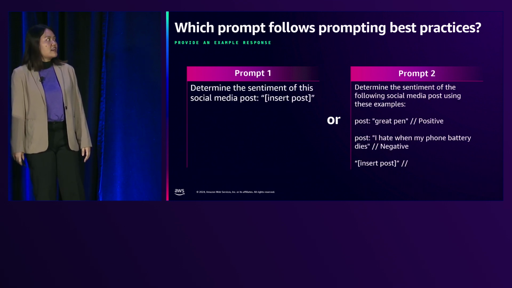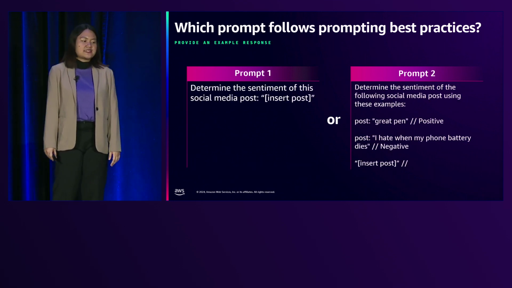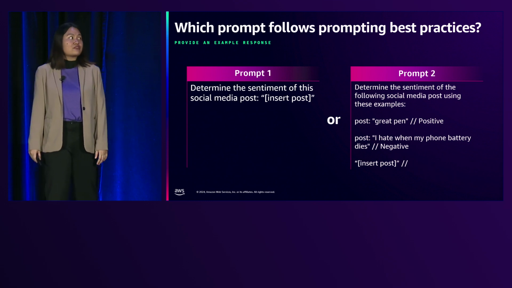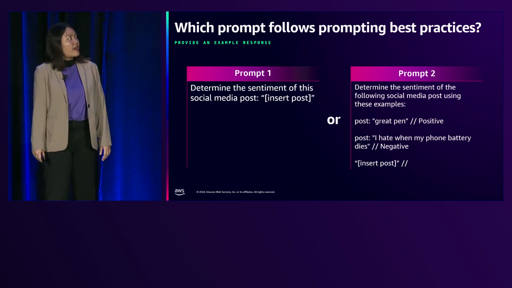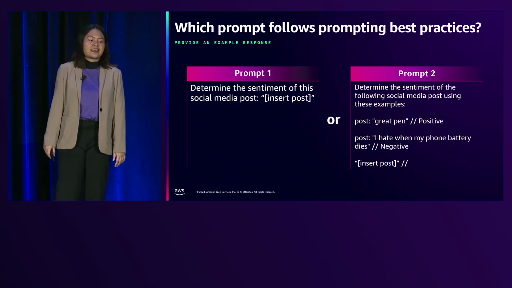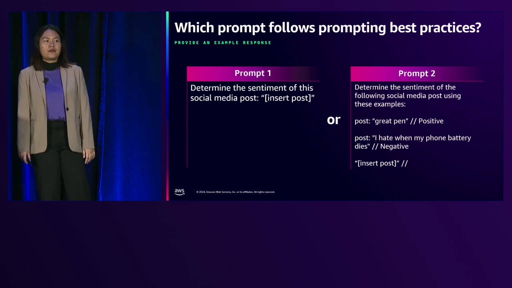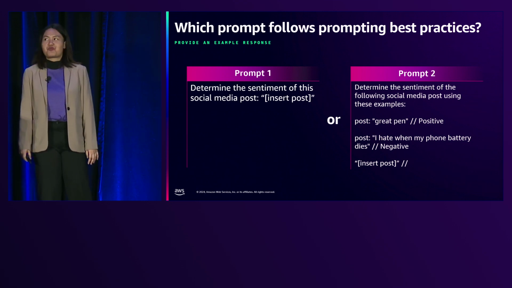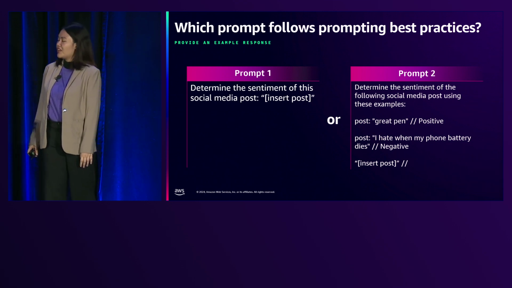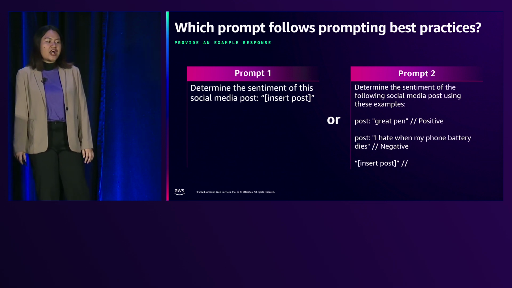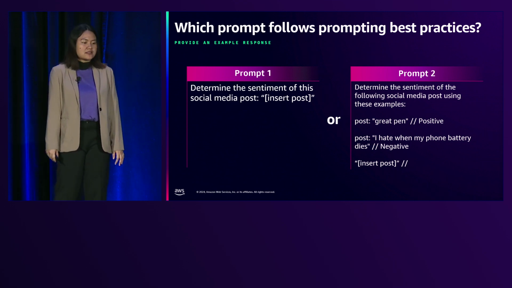The next one, the best practice, is to provide an example response. So I will give you around 10 seconds to read through prompt 1 and prompt 2. Remember, you need to provide an example response.